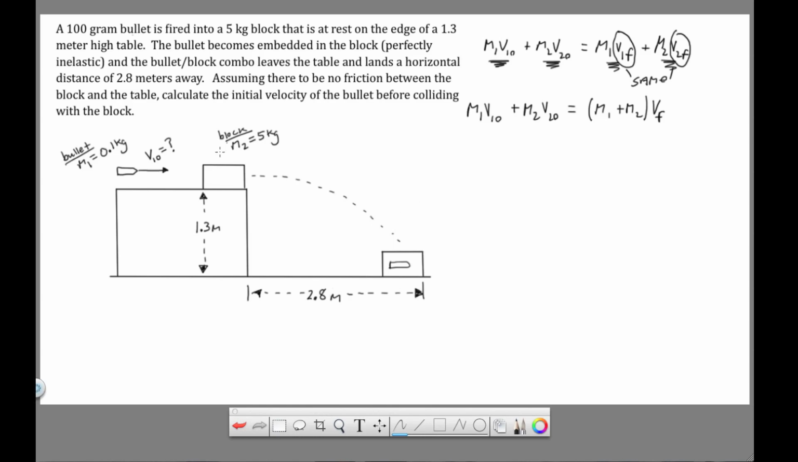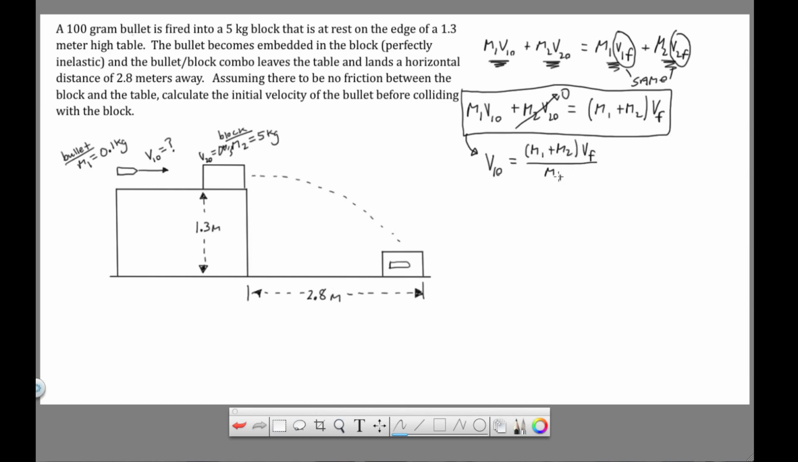Now in this problem we're told that the initial velocity of the block is 0. It's just sitting there, so v2 initial is 0. And we're solving for the initial velocity of the bullet. So here is our conservation of momentum equation for the perfectly inelastic situation. Solving this equation for v1 initial gives (m1 plus m2) v final divided by m1.